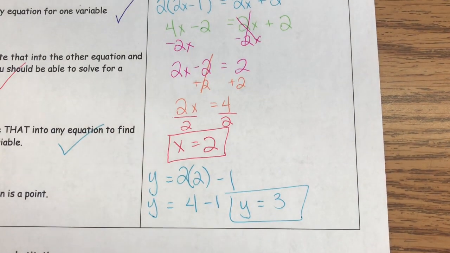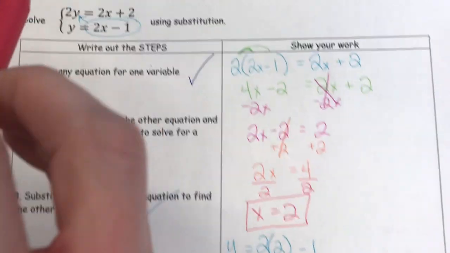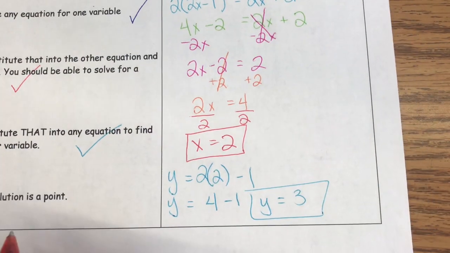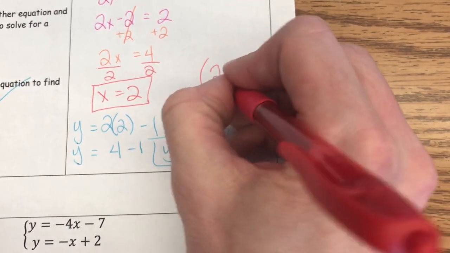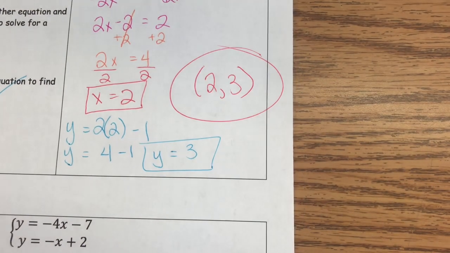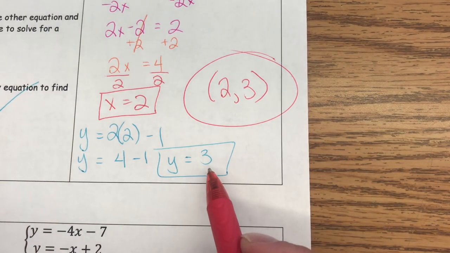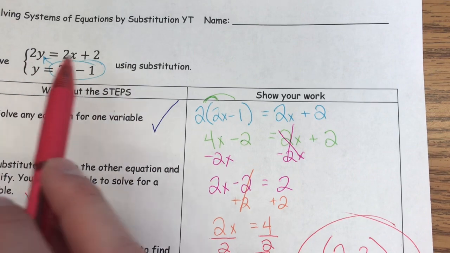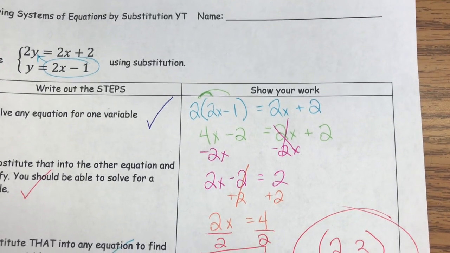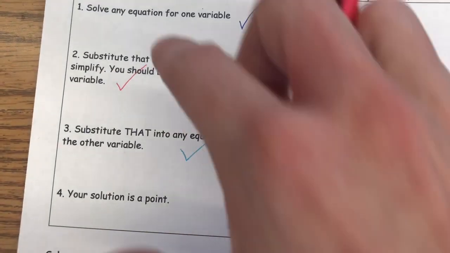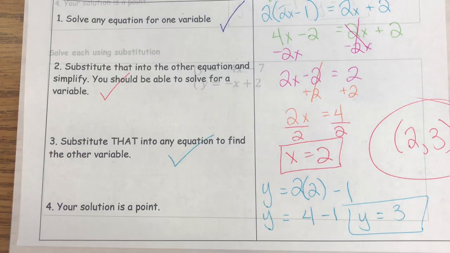Step 3 is done. Now, last but not least, my solution is going to be the point where these 2 lines, if graphed, were to intersect. It's a point. So my x is 2, my y is 3, and I'm going to write out the point (2, 3). That is my answer. If I wanted to check my work, I would take my x value of 2 and my y value of 3, substitute those into the original 2 equations, and make sure the math works out. And trust me, it does. So I'm going to use these steps, at a little bit of a faster pace, to go over the rest of these problems and see what we come up with.